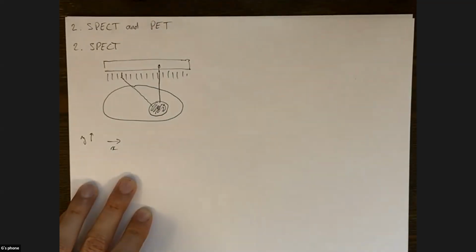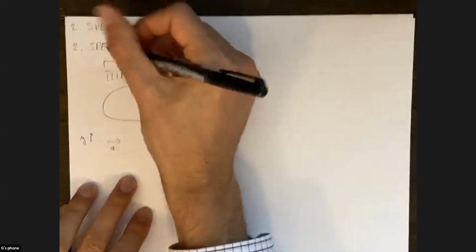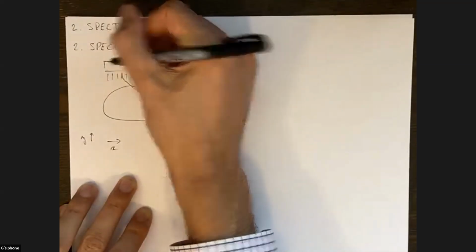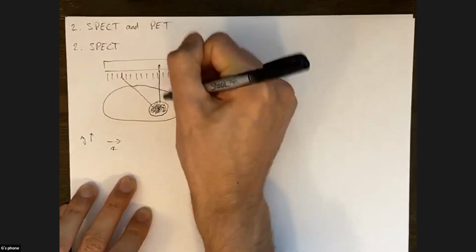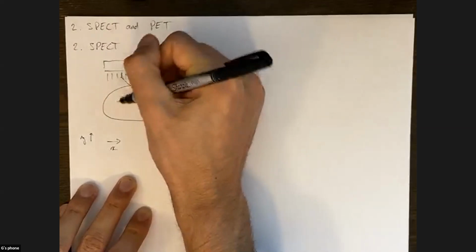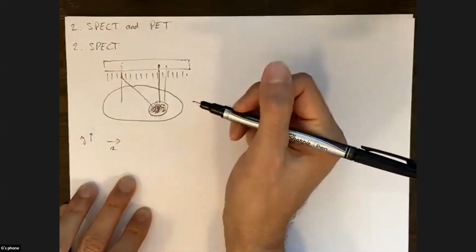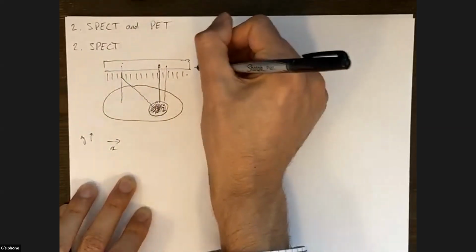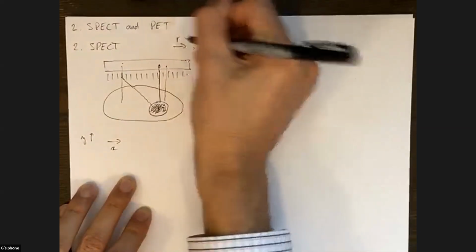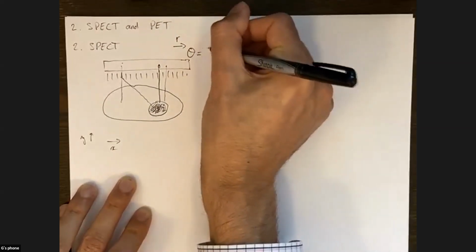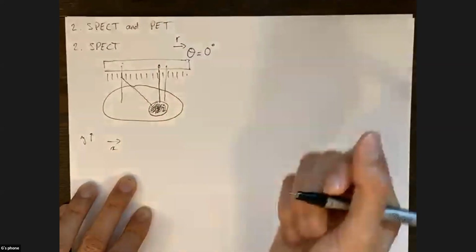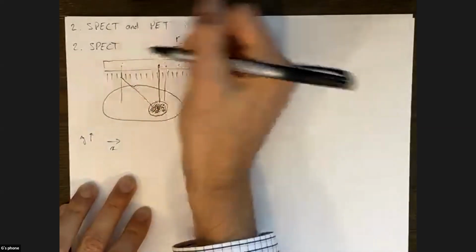If we acquire data for a long time, we can make a map of the number of counts being recorded. This is the area of the patient where there's the most radioactivity, so there's going to be the most counts coming out of that tumor here, and relatively fewer counts coming from outside. The gamma camera has its own coordinate system, which we're going to call R. We're also going to talk about the angle of the gamma camera as theta, and this is going to be called theta equals 0. That's our reference position for the gamma camera.